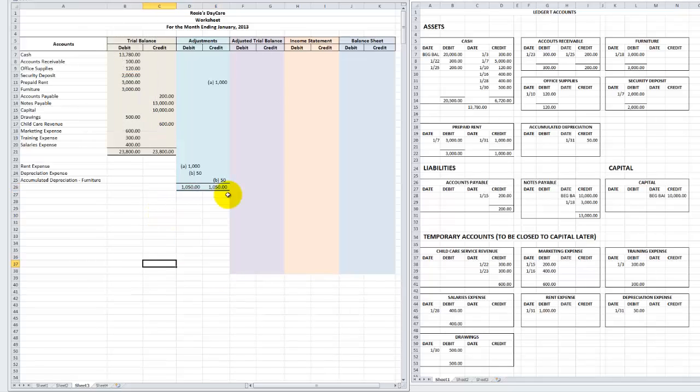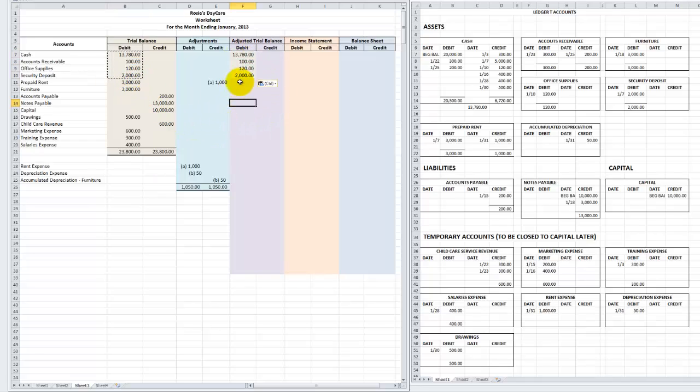So the next thing that we're going to do is actually just create an adjusted trial balance. So what we're trying to do is bring up all these accounts to here, as they have been adjusted already. So in this case, cash stays the same. All these accounts here stay the same because they're not affected by the adjustments that we make.